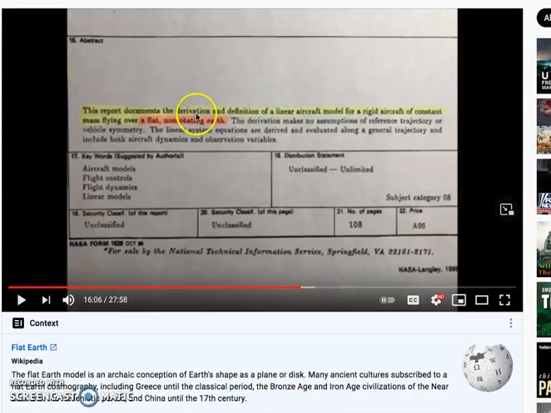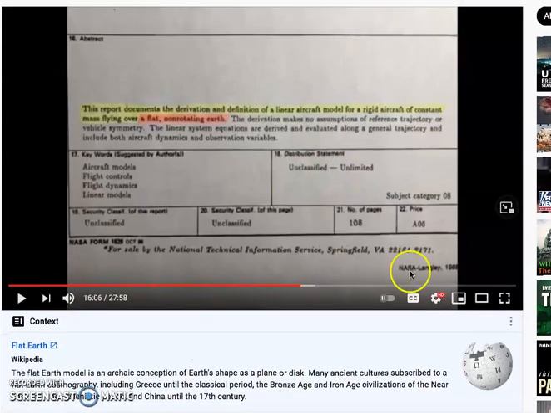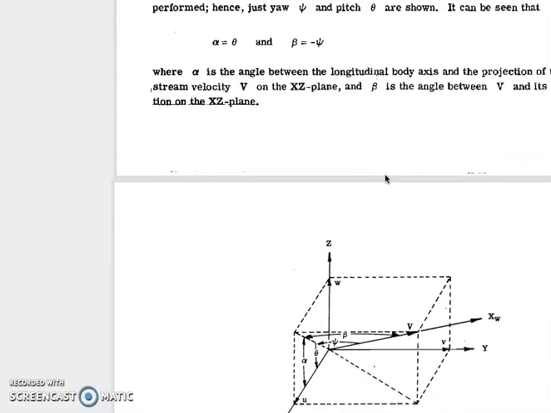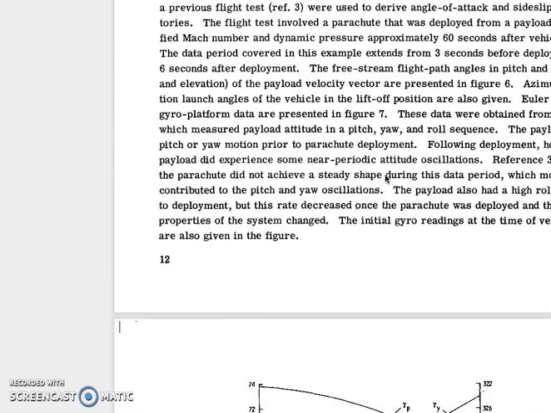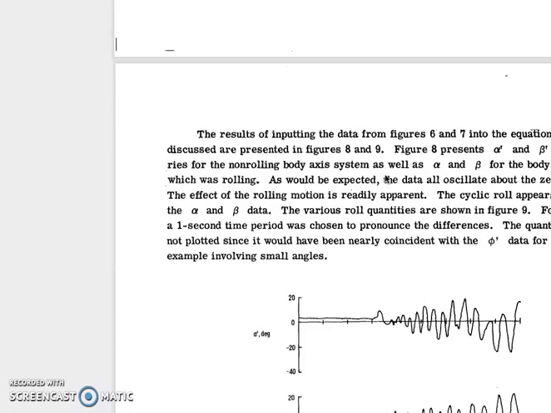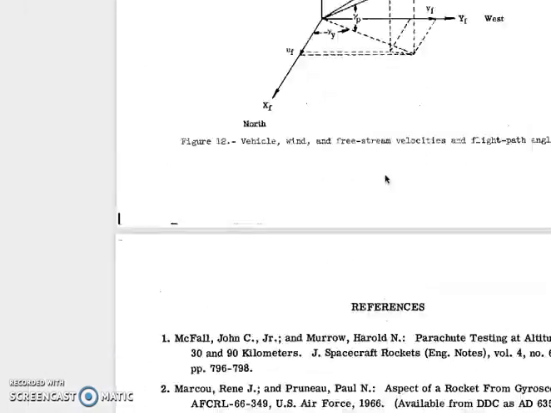This report documents the derivation and definition of a linear aircraft model for rigid aircraft of constant mass flying over a flat, non-rotating Earth. It's unclassified. This is out in the public from NASA/Langley, aka CIA, so it is in our public sphere, but this is not showing me anything that I wanted to show you.